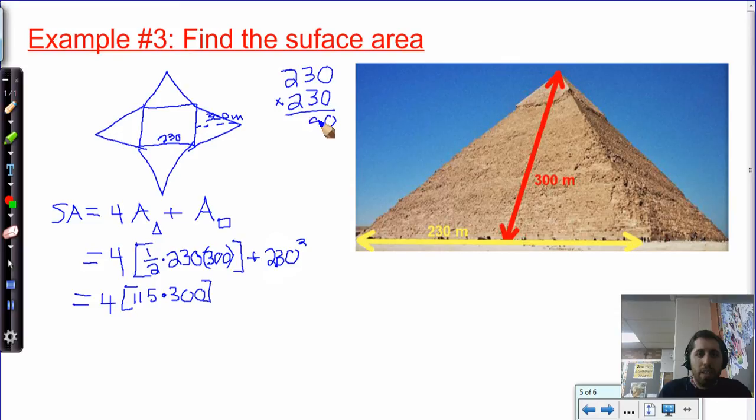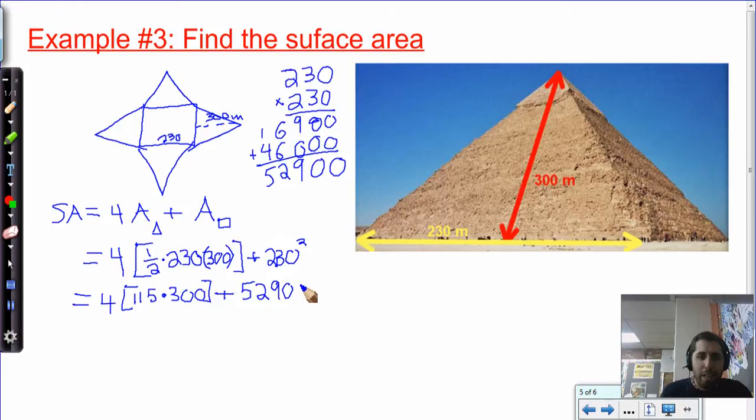3 times 0 is 0. 3 times 3 is 9. 3 times 2 is 6. Now I need 2 placeholder zeros because we're going to go to the hundreds place. 2 times 0 is 0. 2 times 3 is 6. 2 times 2 is 4. We'll add all this up. What do we get? 0. That was a bad looking 0 right there. 9. 6 and 6 is 12. So 52,900. Wow. Maybe we shouldn't have included that base. I have a feeling it's going to be pretty big either way.